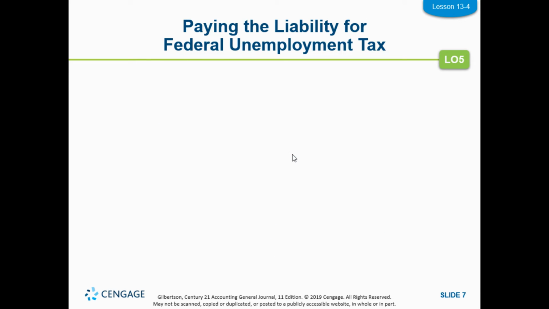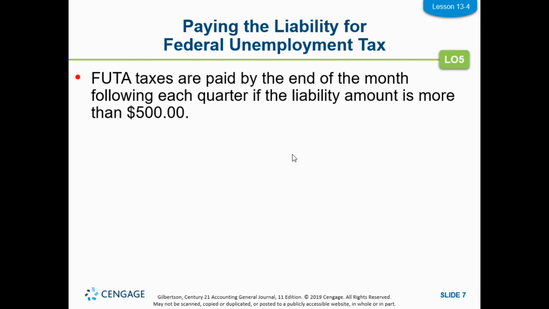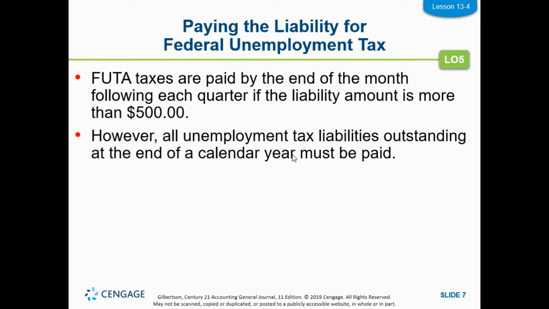All right. Next, federal unemployment tax. That 0.8% of the first $7,000 of our employees' gross pay. And we have to pay that liability. FUTA taxes are paid by the end of the month following each quarter if the liability amount is more than $500. All right. Okay. We're just going to keep it simple. We'll just go with that. The last day of the following month.